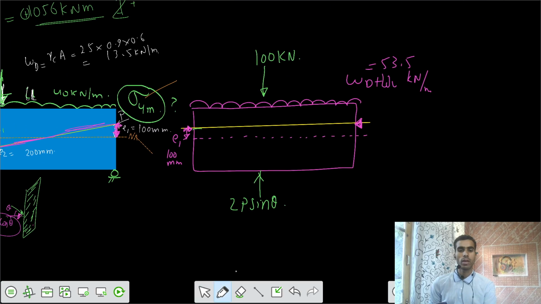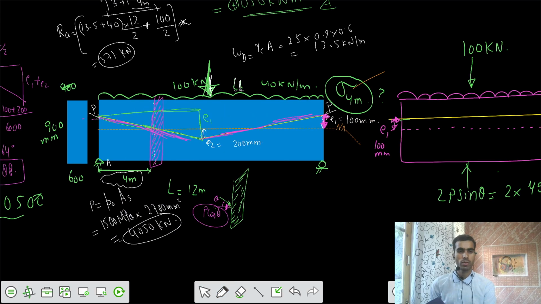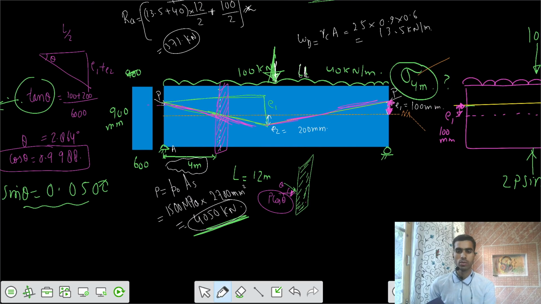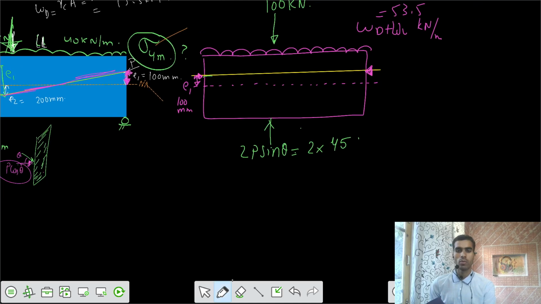Now what is this balancing load equal to? 2 into P. The value of P was 4050, I think. What was the value? Yes, 4050, and sine theta is 0.05. So the overall value is 4050 into 2 into 0.05, that's 405 kilonewton. 405 kilonewton balancing load.